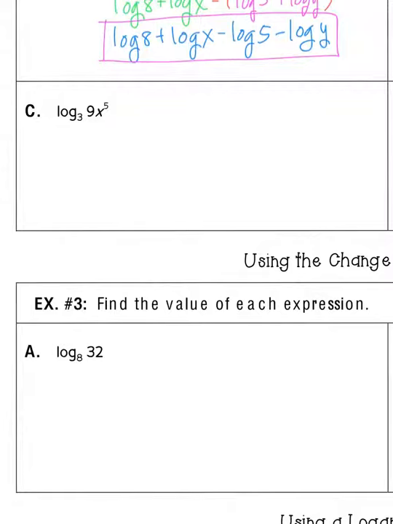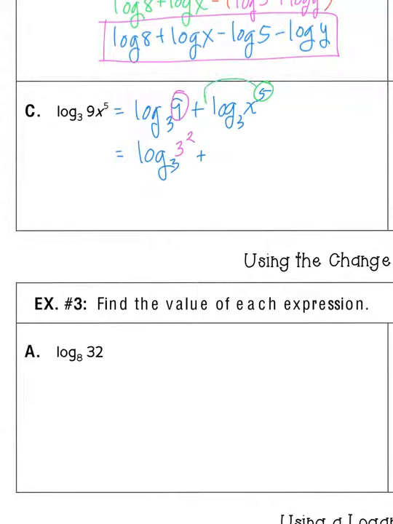Okay, so the first thing that we're going to look at is this multiplication that's going on here. We're going to stretch that apart first, then we'll deal with the exponents. So multiplication means we're going to add them. So log base 3 of 9 plus log base 3 of x to the 5th. So for your log base 3 of 9, you can change that 9 into 3 squared plus, and then we can loop this 5 in front, and we get 5 log base 3 of x.